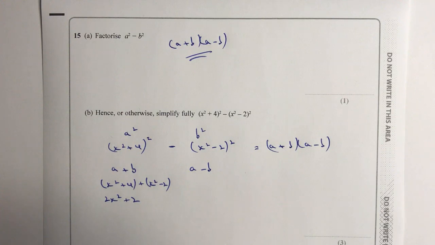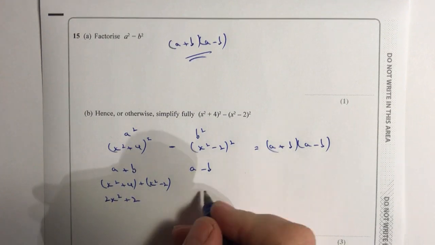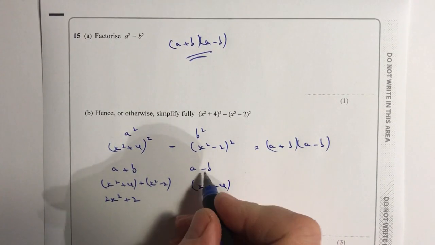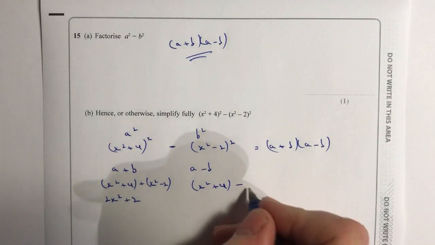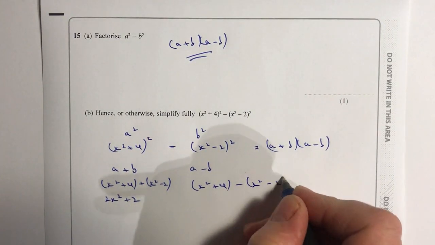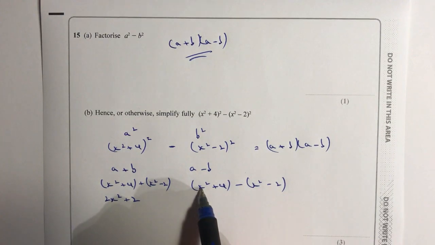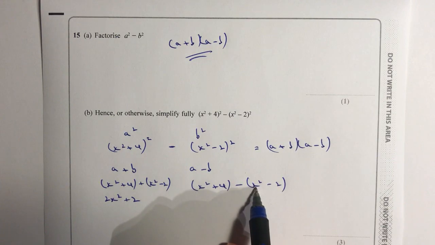Okay, my next little bit is I need to work out the value of a minus b. Okay, well, a minus b, I'm going to have a is x squared plus 4, and minus b is going to be minus x squared minus 2. Okay, so let's again have a look at this. Now this is going to be maybe a little bit simpler, possibly, because when I remove the brackets, I end up with x squared minus x squared.